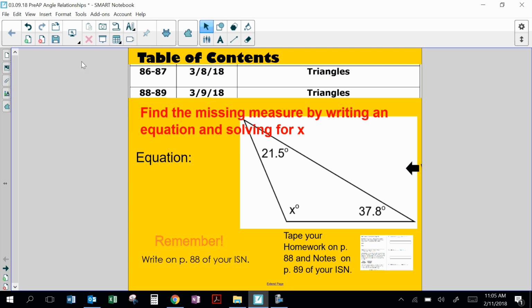Welcome. This lesson is over angle relationships. So let's look at our number routine. Find the missing measure by writing an equation and solving for x. So we're solving for this one. But before we do so, what type of angle is angle x? What can you tell me about this angle right here?